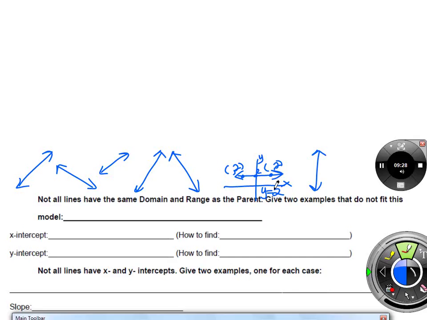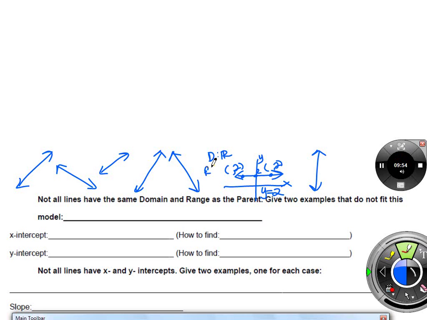So domain. Is the domain still all real numbers? Can Jay-Z still move across the stage? Can you still plug in any x coordinate that you want for the points up there? Yeah, the x can be any number along the way, left or right. So the domain there is still all real numbers. Let me make a little note of this. So the domain is still all real numbers.